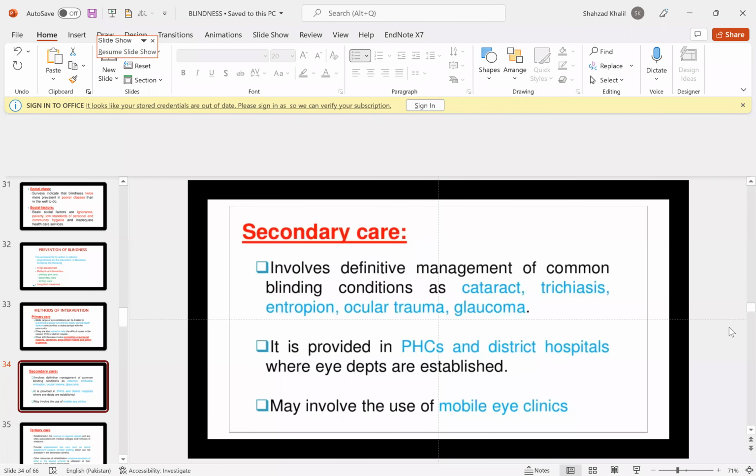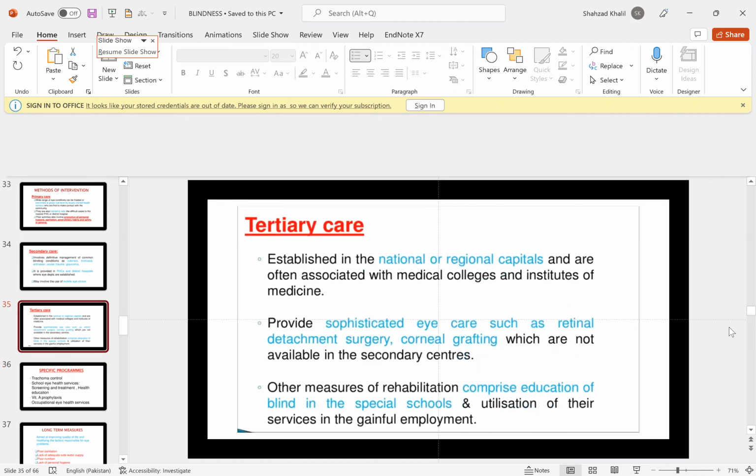Then the secondary care. It involves the definitive management of common blinding conditions such as cataract, trichiasis, entropion, ocular trauma, and glaucoma. It is provided in primary health care centers and district hospitals where eye departments are established. It may involve the use of mobile eye clinics. Tertiary care is established in the national or regional capitals and is often associated with medical colleges and institutes of medicine. It provides sophisticated eye care such as retinal detachment surgery and corneal grafting, which are not available in the secondary centers. Other measures of rehabilitation comprise education of the blind in special schools and utilization of their services in gainful employment.